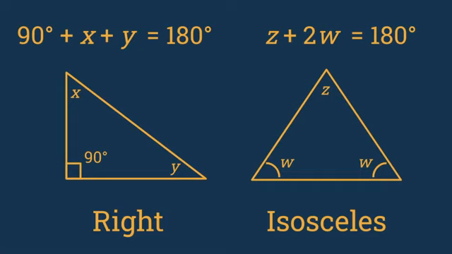Remember, a right triangle has one 90-degree angle, and an isosceles triangle has two congruent angles. The sum of the three angles in any triangle is always equal to 180 degrees. You can use these facts to set up equations and solve for the missing angles.